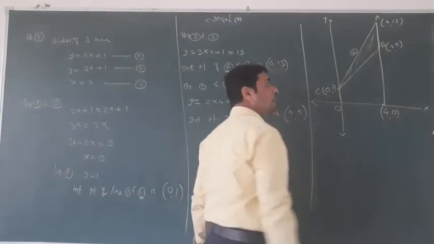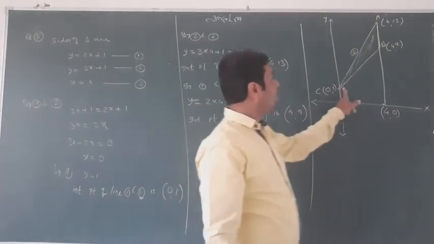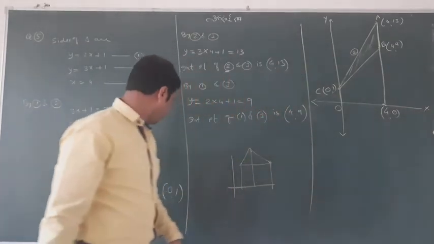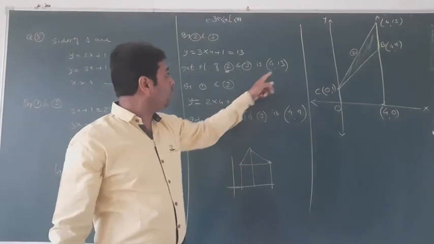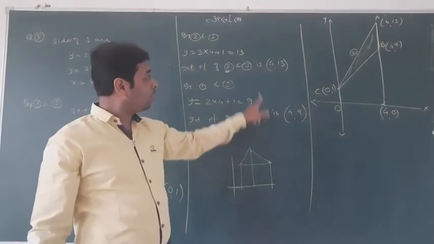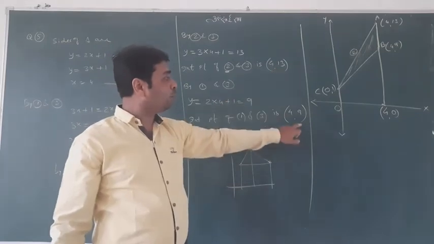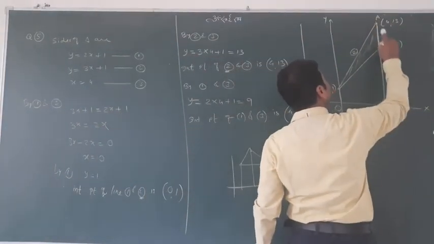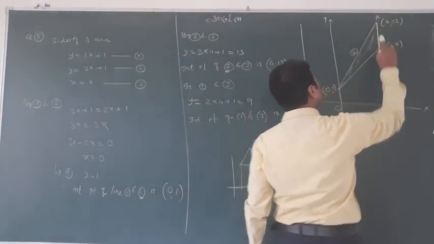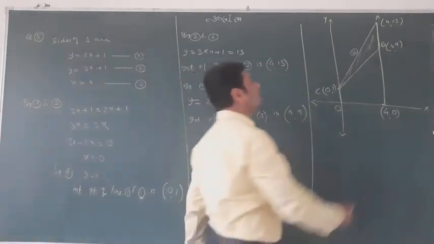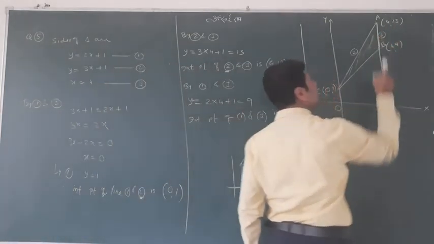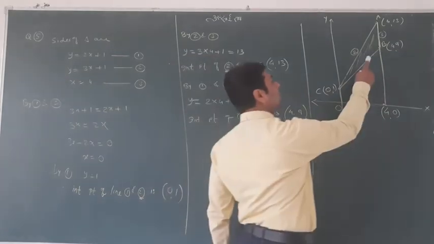Can you see? It is (4, 9) and similarly (0, 0) and (4, 9). I tell you again. Can you see these 2 lines, 2 and 3, 1 and 3? This is 3. The third line is common, passing through (4, 13) and (4, 9). Which line is common for these 2 points? The third line. The third line is passing through these 2 points. And definitely it is the first line.